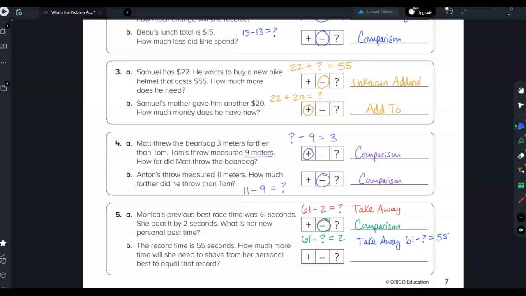Or, like I said, it wasn't clear whether we were talking about the 61 seconds or the answer to part A. So if you did 59 minus question mark equals 55, that's just fine. So how would you solve that? You would actually solve it by doing 61 minus 55. So you'd end up subtracting to find that answer.